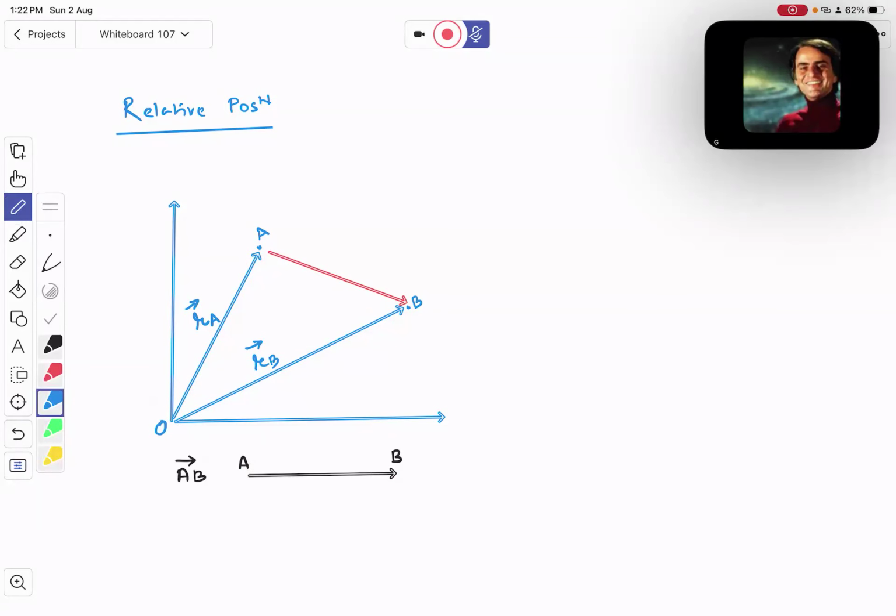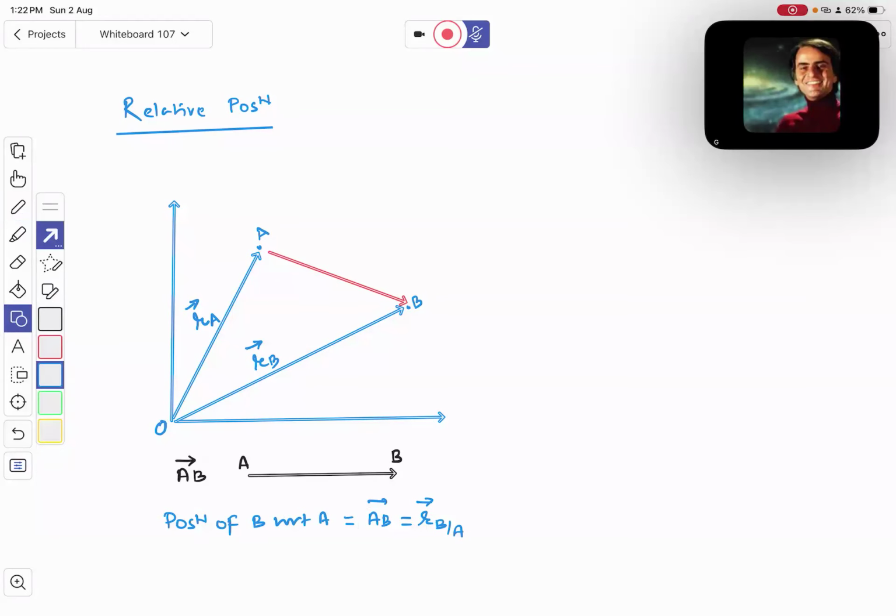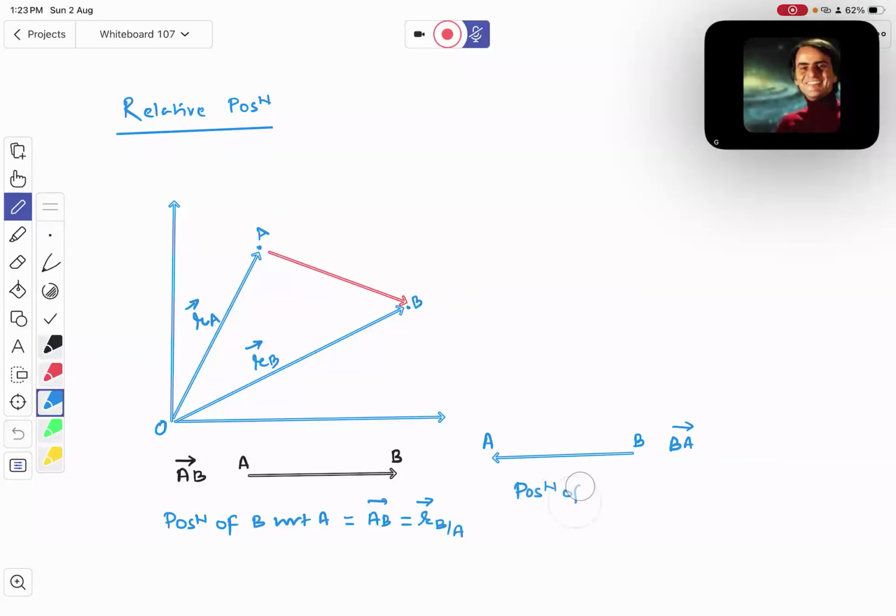So arrow AB tells us the position of B with respect to A, and that is also written as RB/A. Now, if I draw the arrow BA, it terminates at A and starts at B. It tells us the position of A with respect to B, and the way to write this is RA/B.